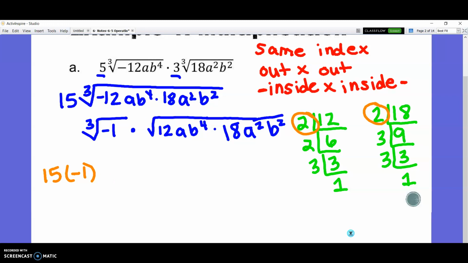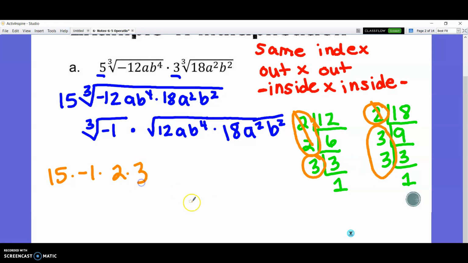Let's start. Sorry, cube root. So 2, 2, and this 2 make 1, 2. 15, negative 1, 1 pair of 2's. I need 3 of them. And then 3, 3, and 3, a 3. Okay, so I actually used all of the numbers.